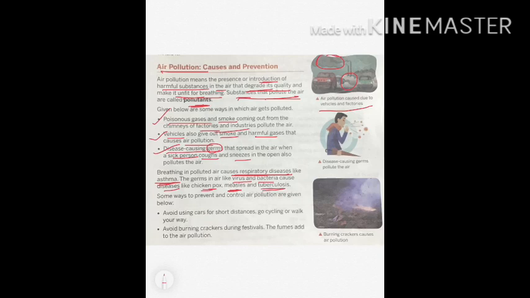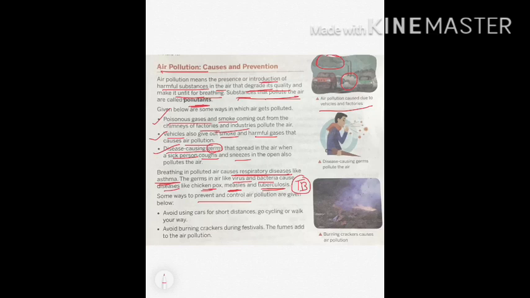Again, tuberculosis, TB, what is it? It's also a lung disease. All these happen because of disease-causing germs which are spread in the atmosphere and are polluting the atmosphere. Now, how to prevent and control air pollution?